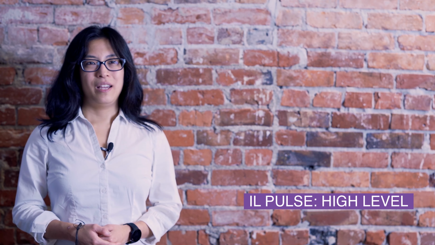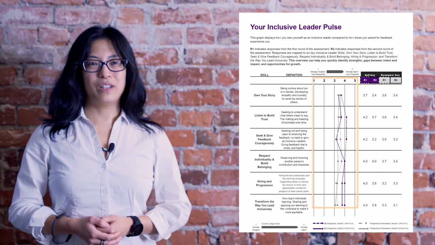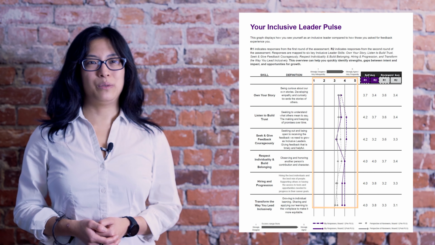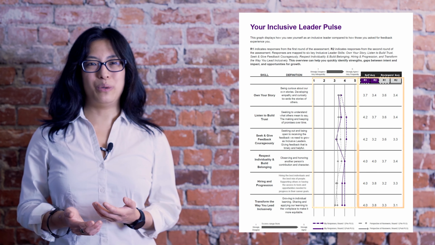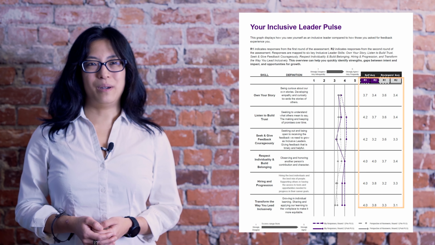The first section of your report is the Inclusive Leader Pulse. Here, you can see your scores and those of your reviewers for the 7 inclusive leader skills. The line graph lets you compare your self-ratings and the reviewer ratings, as well as the round 1 and round 2 scores. For a more detailed look at your numbers, check out the accompanying table.